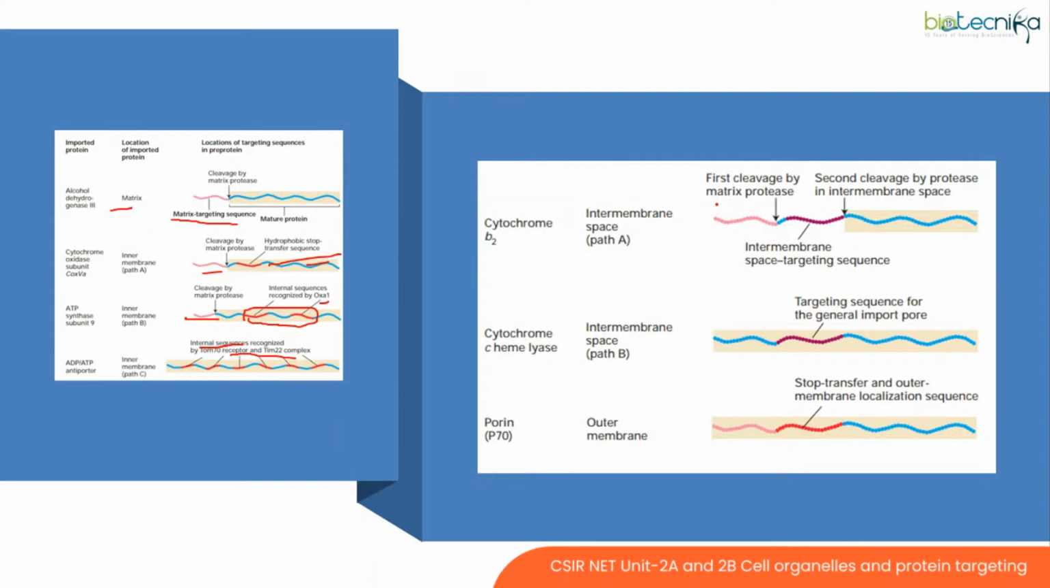You have first a cleavage by matrix protease. That means again it has exposure to the matrix region. Then a second cleavage releases the corresponding polypeptide into the intermembrane space. And in the second pathway, it does not have any MTS, so there is no connectivity to the matrix. It will move directly to the intermembrane space by means of the general import pore. And for the outer membrane, they will have just the outer membrane localization sequence through which the protein will be located in the outer membrane itself. Okay.